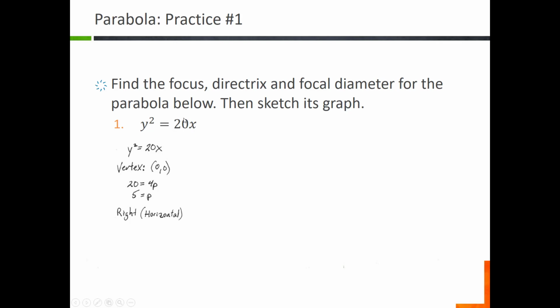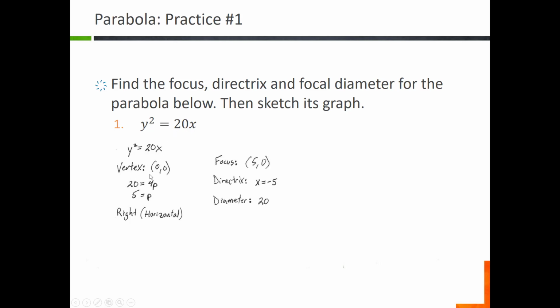Because everything here is positive, and it's y squared, I know this graph has to open to the right. So it opens horizontally because it's y squared. It opens to the right because it's positive 20. Had this been a -20, it would have opened to the left.